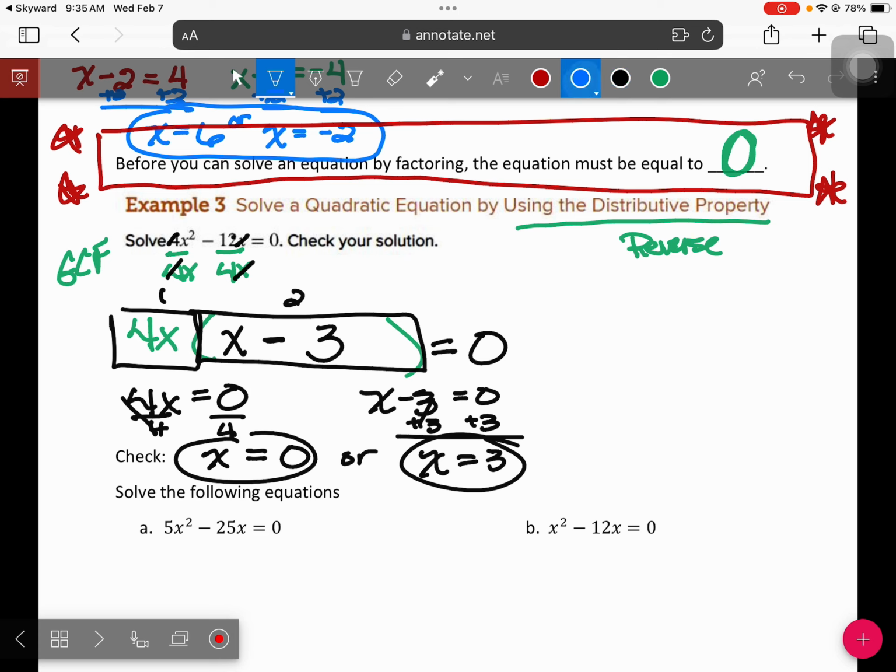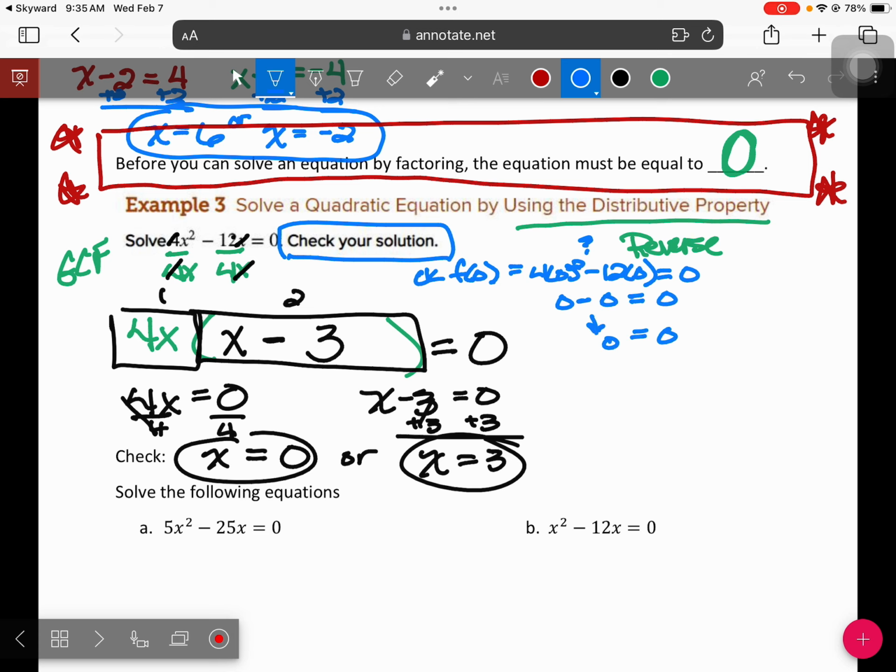Okay, so if I am checking, it says check your solution. So if I do this function and substitute 0 in, I get 4 times 0 squared minus 12 times 0. Is that equal to 0? Well, 0 squared is 0. 4 times 0 is 0. 0 minus 0 is 0. Always work downward. 0. Is that equal to 0? Yes, it is.